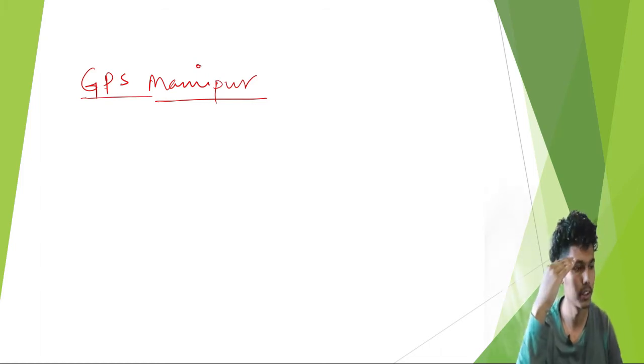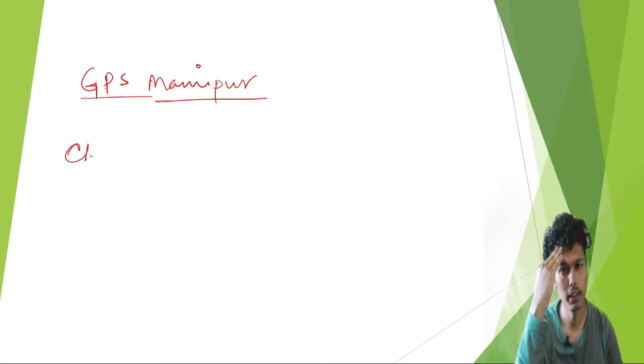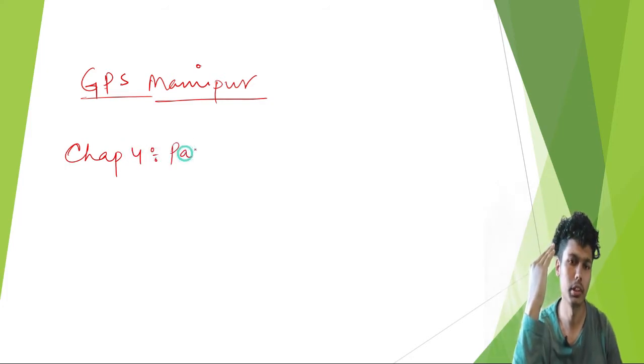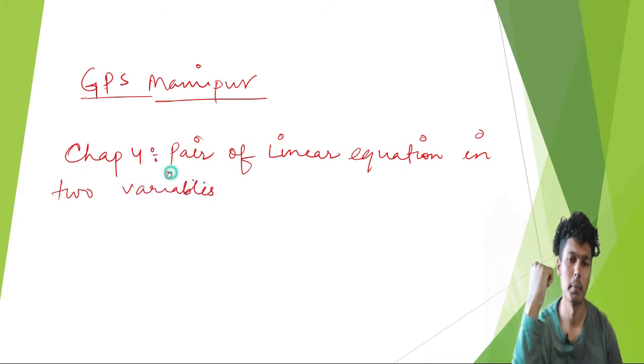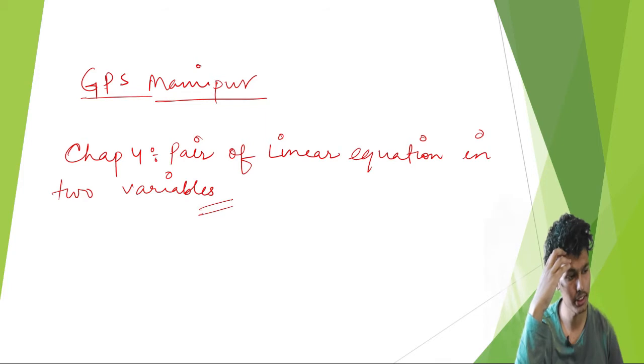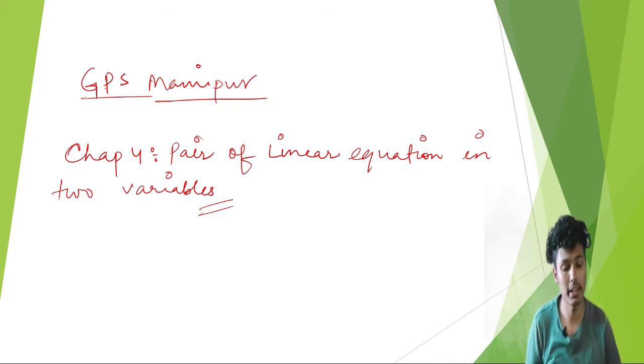We are starting with chapter number 4, Pair of Linear Equations in Two Variables. It is chapter number 4, class 10 math, Board of Secondary Education, Manipur.